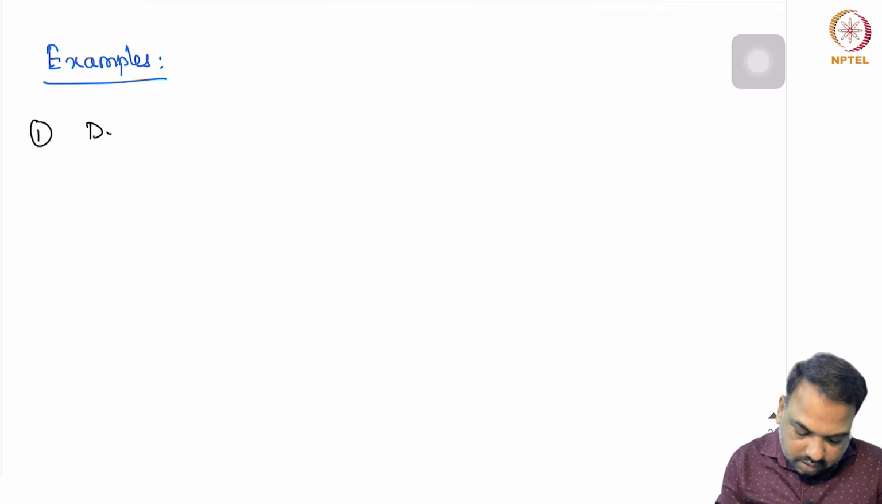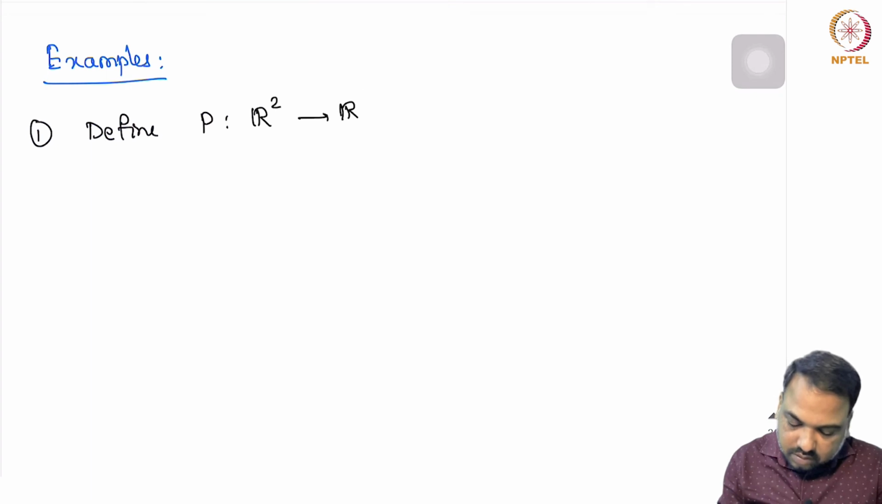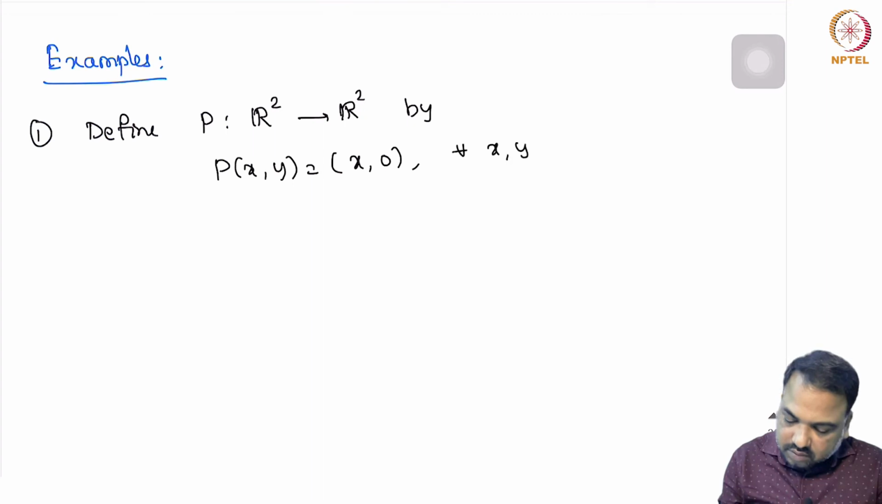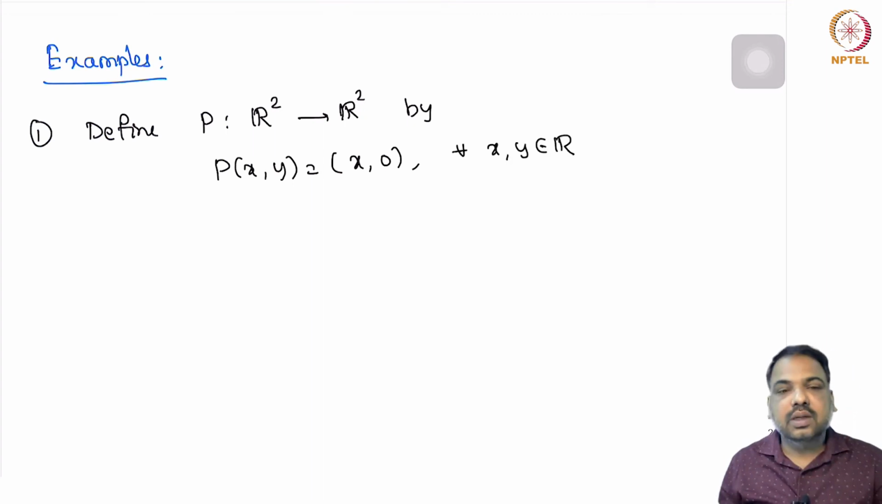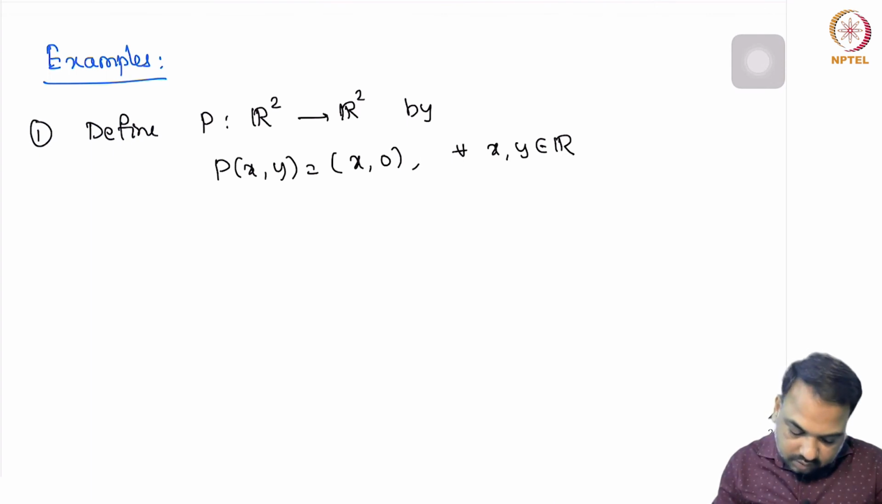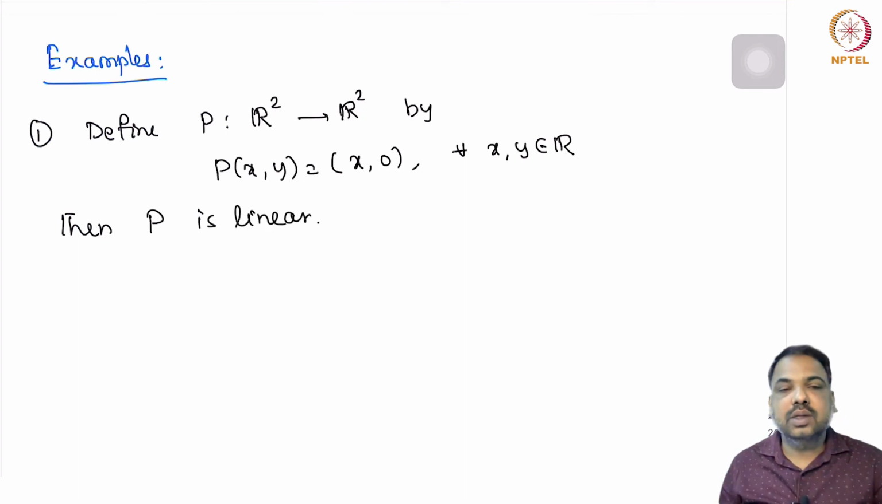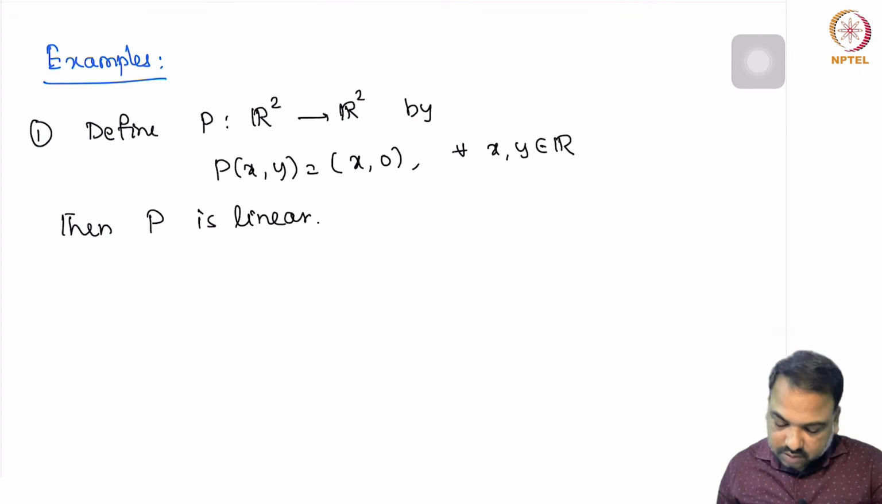So define P from R2 into R2 by P of xy is x comma 0 for every xy in R. We can consider it from C2 into C2. So then we can see that P is linear. Of course it is bounded because the domain space is finite dimensional.